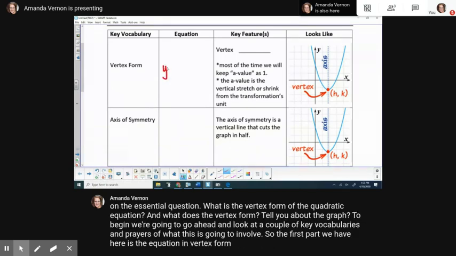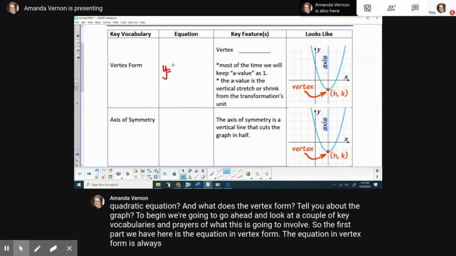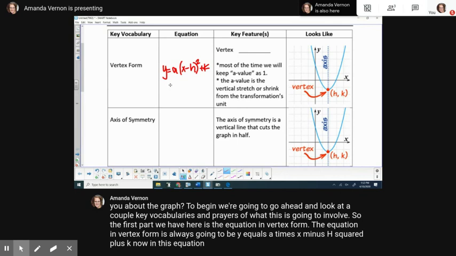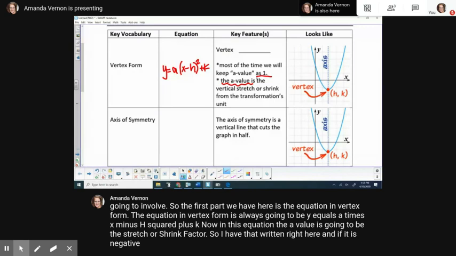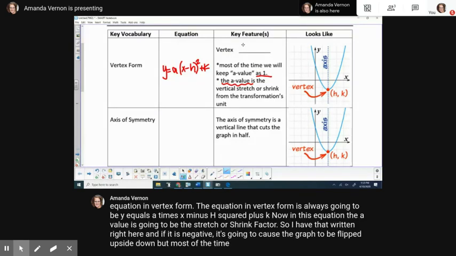The equation in vertex form is always going to be y equals a times (x minus h) squared plus k. Now, in this equation, the a value is going to be the stretch or shrink factor. So I have that written right here. And if it is negative, it's going to cause the graph to be flipped upside down, but most of the time the a value will be positive.